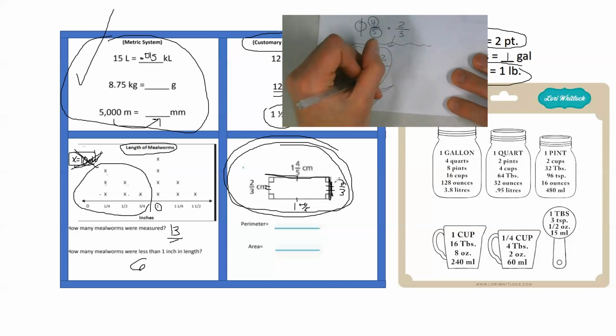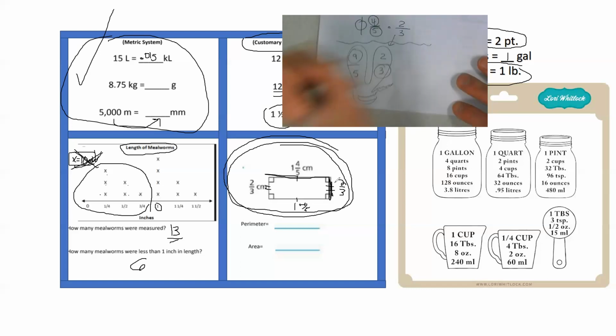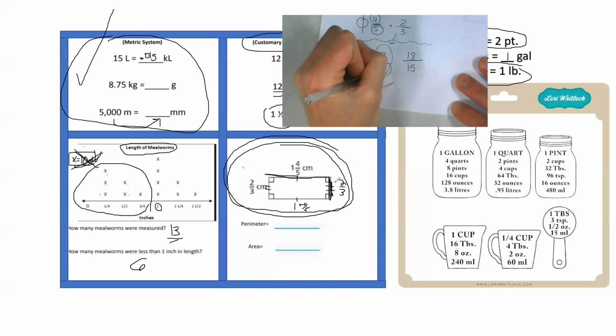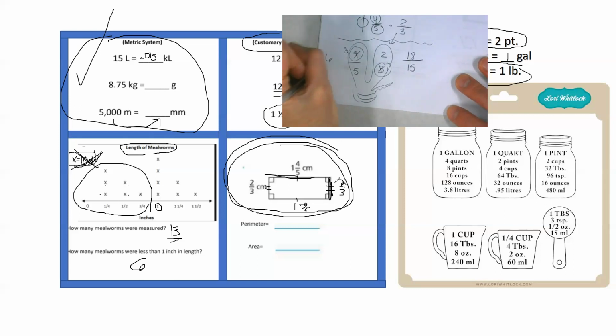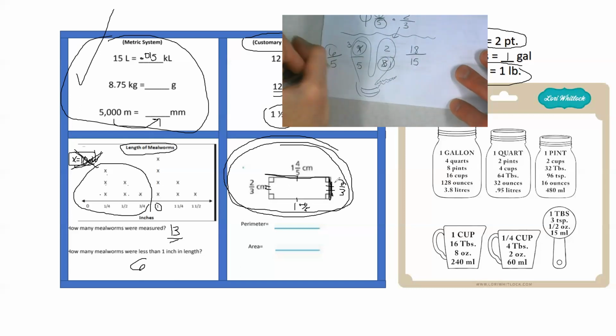Can you reduce first? Sure, 3 and 9 can reduce, 2 and 5 can't, 2 and 3 can't. But if you're not comfortable with it, don't reduce first. 9 times 2 is 18. 5 times 3 is 15. If you reduced first, this turned into a 1, this turned into a 3. You got 3 times 2, which is 6, and 5 times 1, which is 5. These will be the same answer.